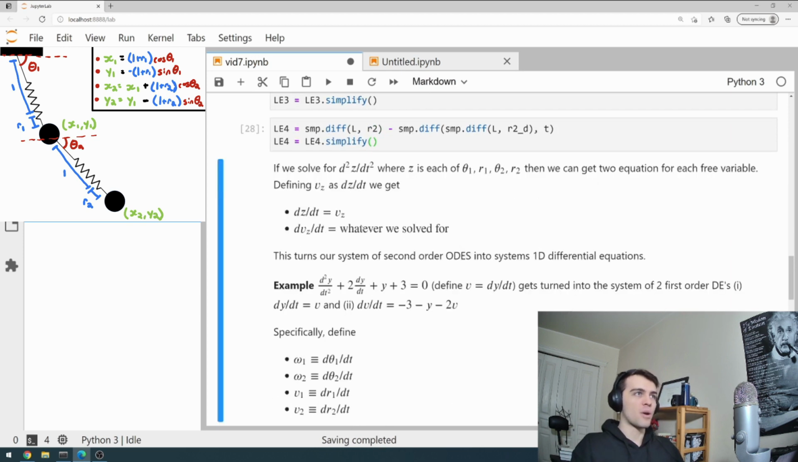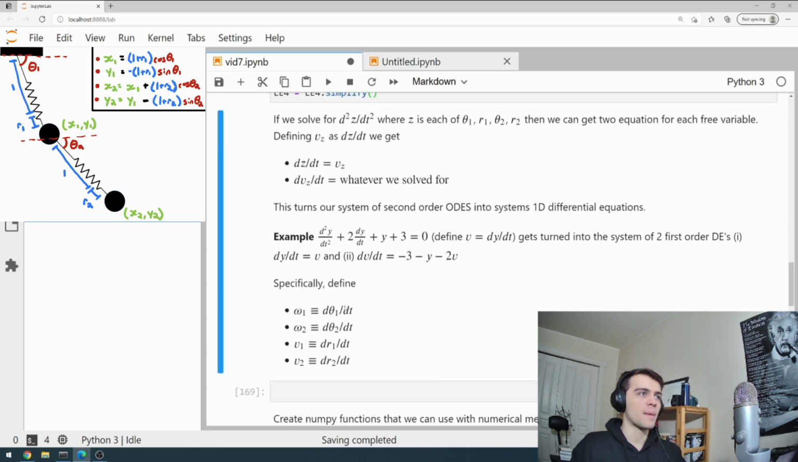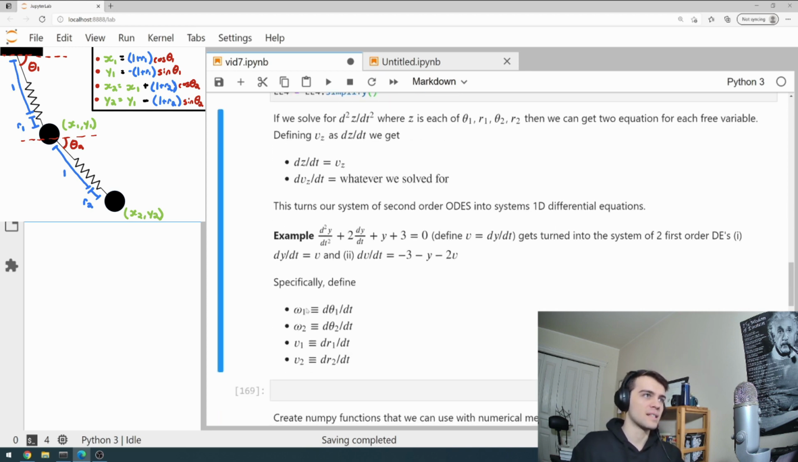If you're confused about this, pause the video and really replay it a few times and think about what's going on here, and consider this example. So rather than Vz as dz/dt for all of them, I'm going to define omega 1 as d theta 1/dt. Omega 1 is analogous to Vz in this case, and same with omega 2, V1, and V2. So we have 8 variables now. We have theta 1, theta 2, R1, R2, and omega 1, omega 2, V1, and V2. So we're going to have 8 equations, and we're going to plug them into an ODE solver eventually. So this is the most complicated part of the video.